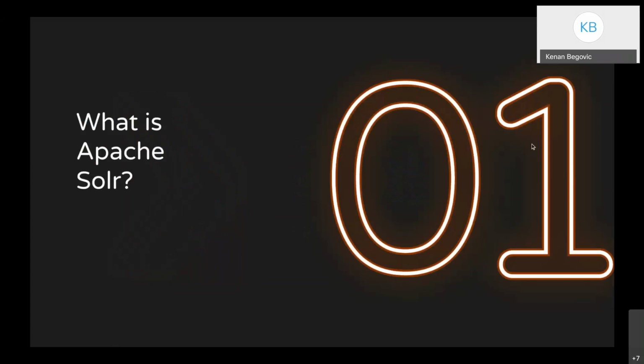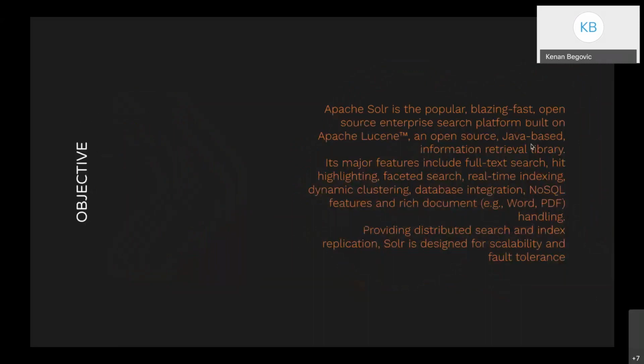So what is Apache Solr? Apache Solr is an open source enterprise search platform, which is built around Apache Lucene, again an open source information retrieval library. Its major features include full text search, hit highlighting, faceted search, real-time indexing, dynamic clustering, etc., including NoSQL. An important thing is that it has great capabilities when it comes to handling formats. It can handle various documents, whether they are Word, PDF, or some other format. It provides distributed search and index replication. And it is, of course, as a big data framework, designed for scalability and fault tolerance.